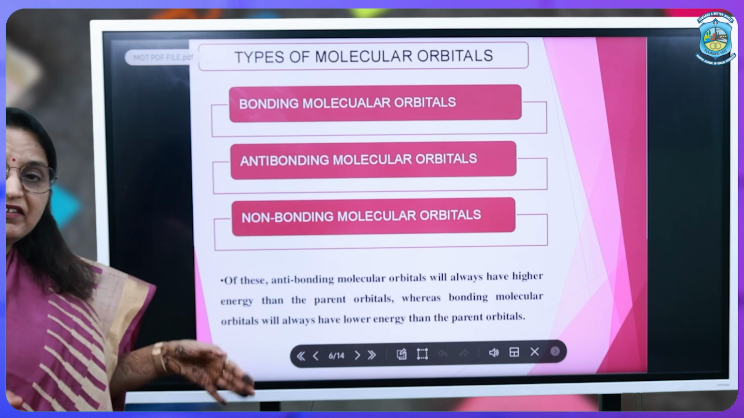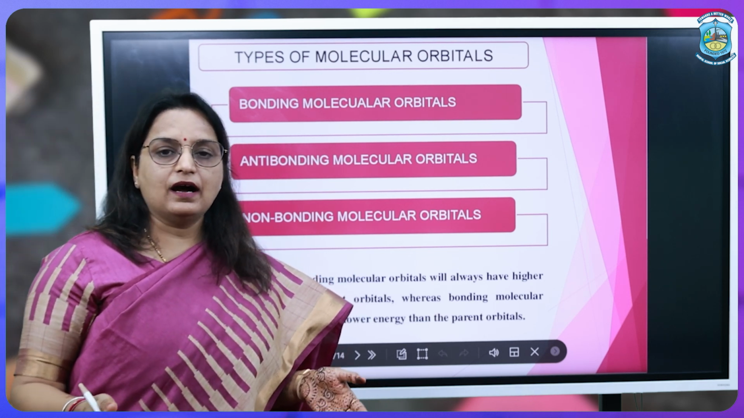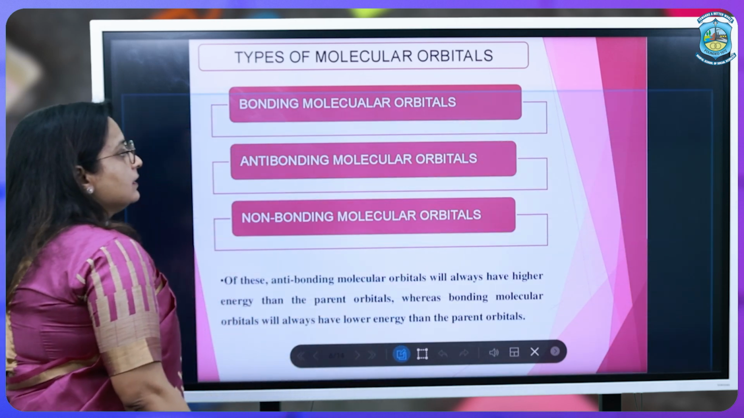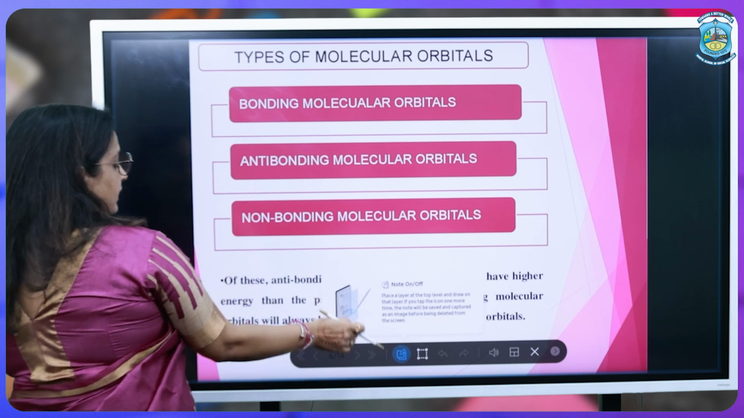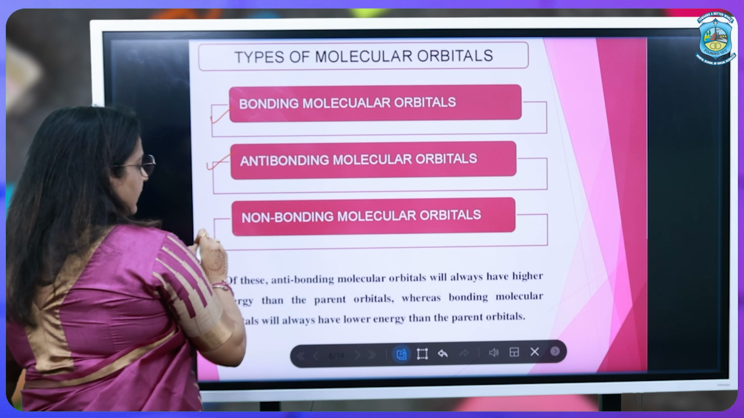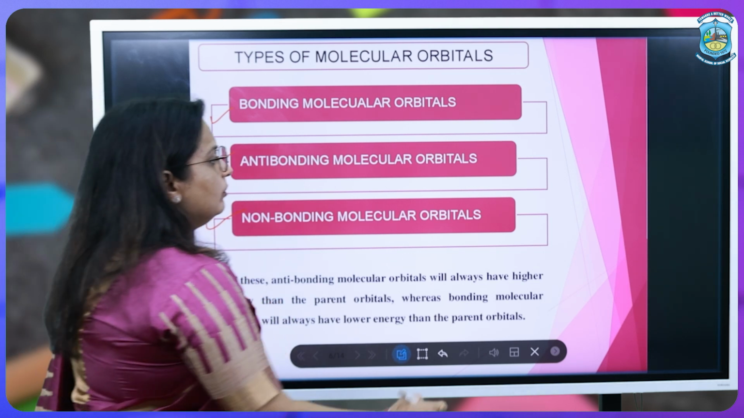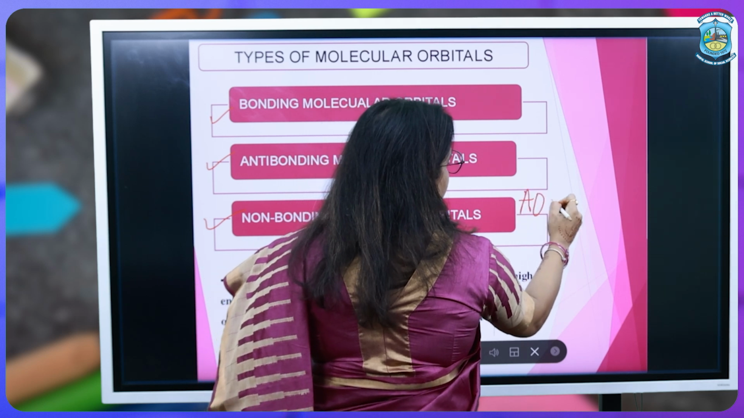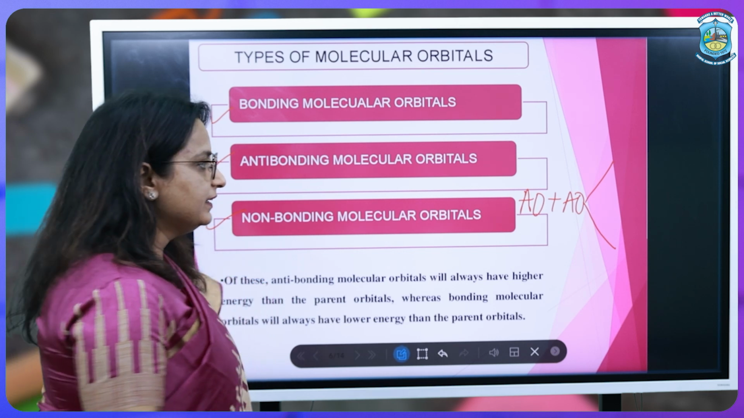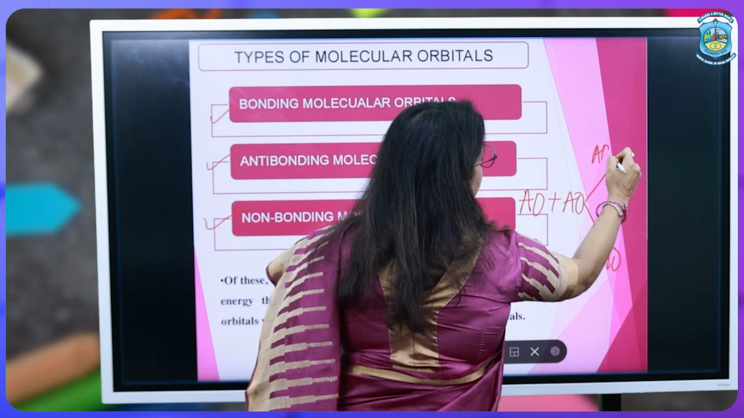Now, when we are forming molecular orbitals, we need to know how many types of molecular orbitals are being formed. Basically, the molecular orbitals are of three types. First one is the bonding molecular orbital. Second one is the anti-bonding molecular orbital, and third one is the non-bonding molecular orbital. So when you are combining atomic orbitals, you are going to form basically two types of molecular orbitals. First one, the bonding molecular orbital. Second one, the anti-bonding molecular orbital.